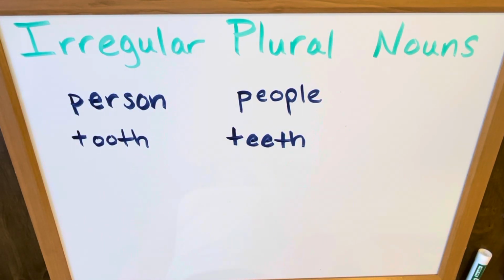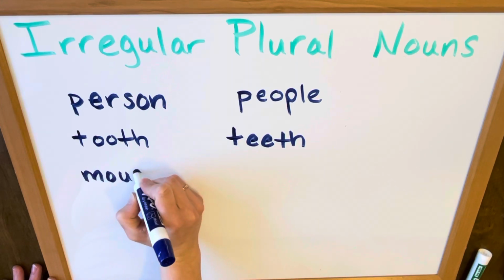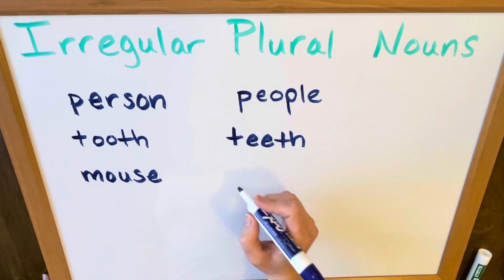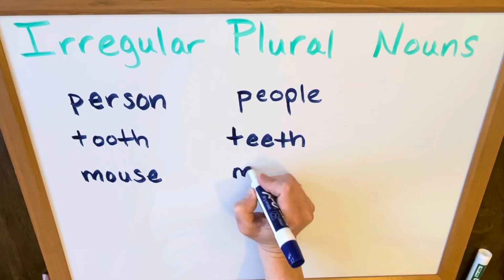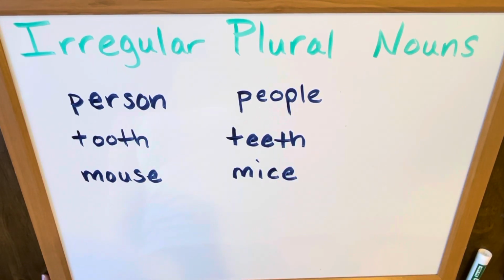Another good one is mouse. If I have more than one mouse running around in my house, I don't have many mouses, right? I don't have mouses. I now have many mice. Mice. You see how the whole word changes with these ones, okay?